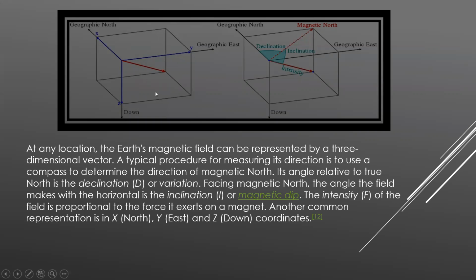At any location, the Earth's magnetic field can be represented by a three-dimensional vector. A typical procedure for measuring its direction is to use a compass to determine the direction of magnetic north. The angle relative to true north is the declination D, or variation. Facing magnetic north, the angle the field makes with the horizontal is the inclination, or magnetic dip.